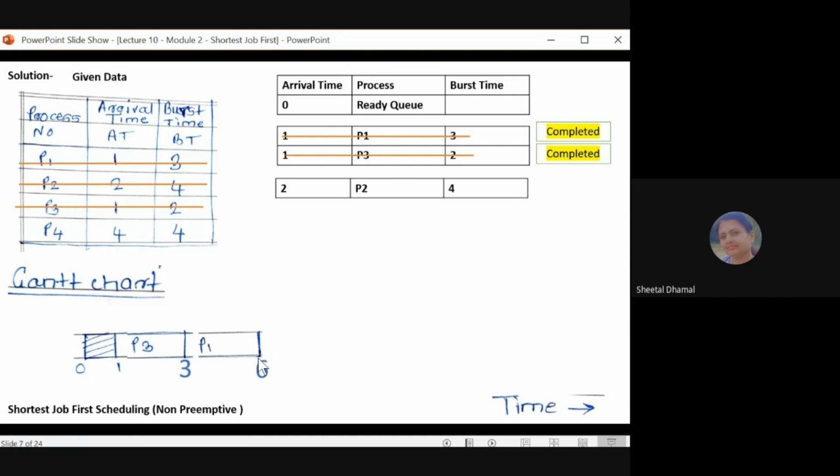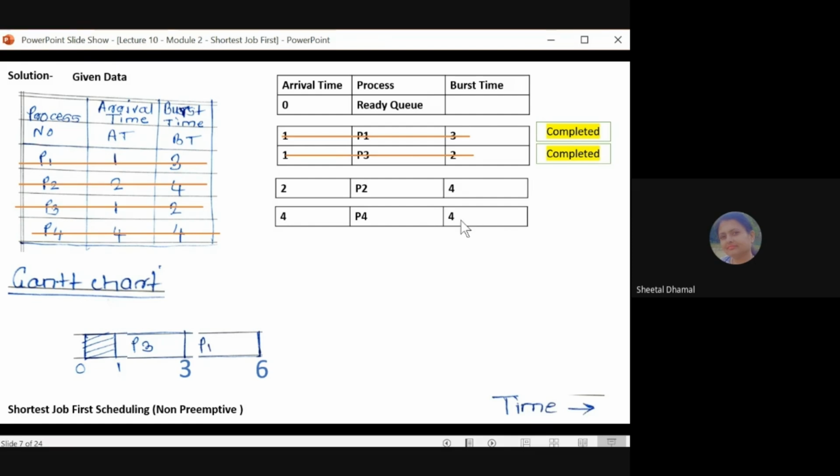In between the execution of the process P1, that process P4 arrived in the ready queue at 4 o'clock. When process P1 was executing, at 4 o'clock process P4 made its entry into the ready queue. So what we will do now, we will select this process P4, and here the ready queue is assigned to that process P4. I am writing it like this: arrival time is 4, name of that process is P4 and here burst time is 4.